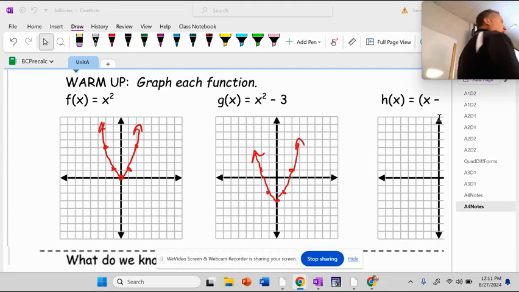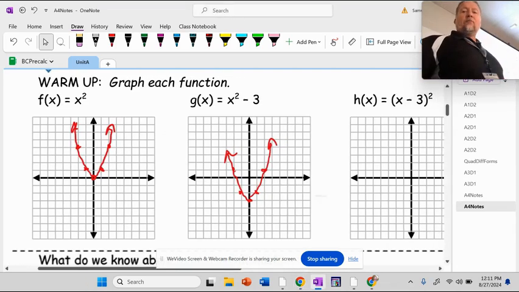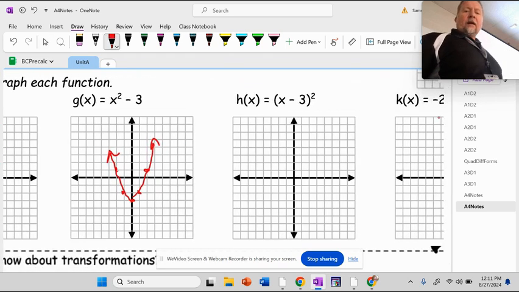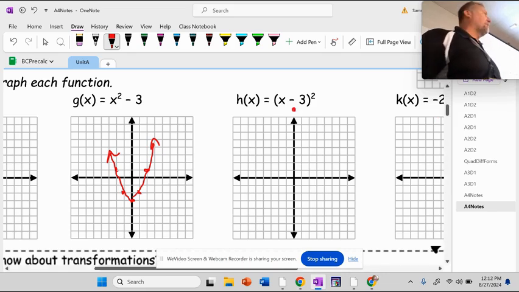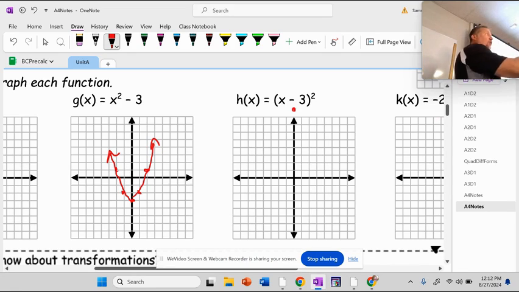What is happening to the parent function? So here's the parent. Parent's right there. So that would be down 3 compared to that. I plug in 0. Wait a minute. I plug in 0 and get negative 3. Negative 3 squared is 9. What the heck just happened there? It's because of what I told you.